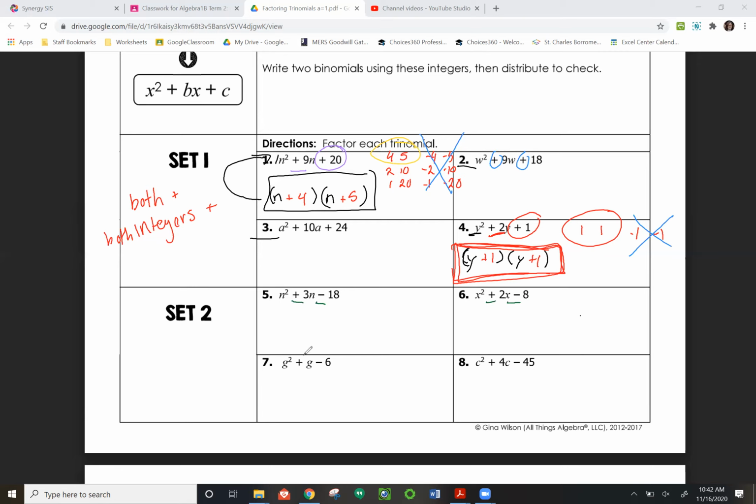That's what the kind of theme is here. You get a positive and then you get a negative. What's that gonna do to your integers? Well, let's check it out.